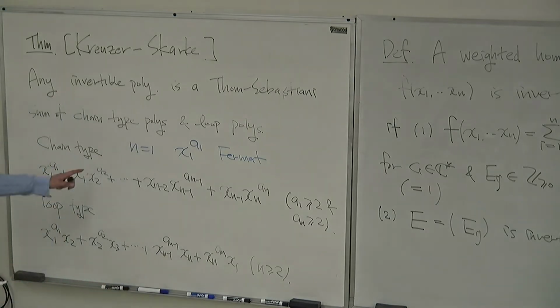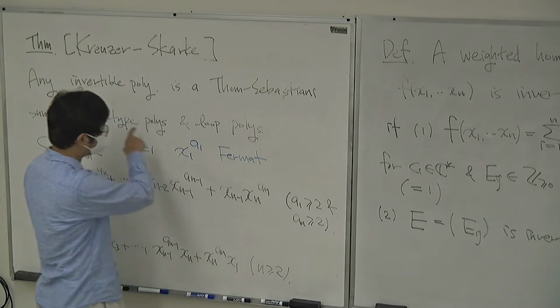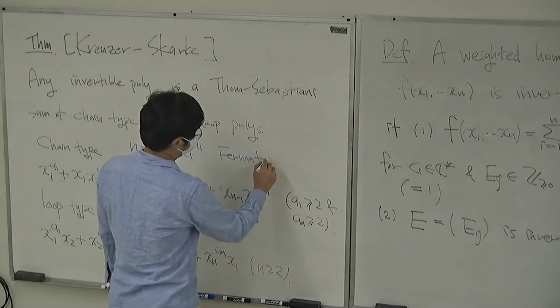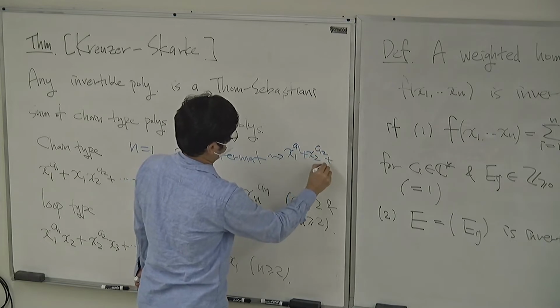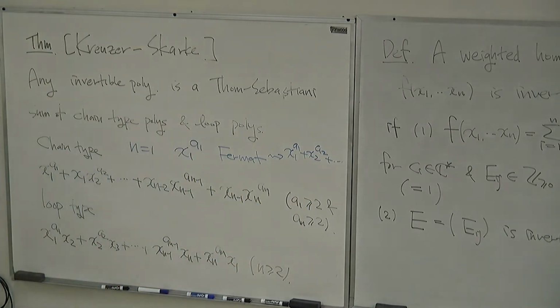So when n is 1, I obtain this one, and by Thomas Sebastiani, I can obtain x1 to the a1 plus x2 to the a2 plus and so on. So anyway, this chain type and the loop type, sometimes Fermat type, are the basic building blocks of this invertible polynomial.